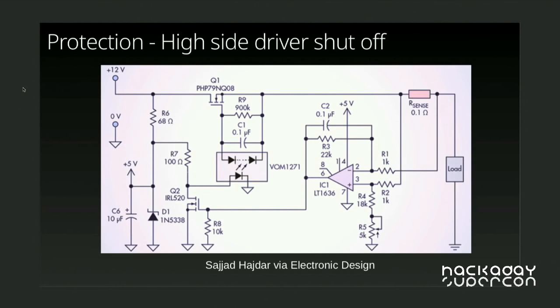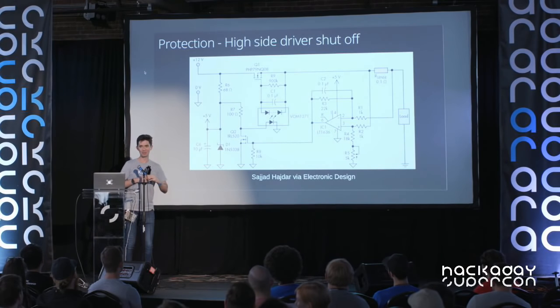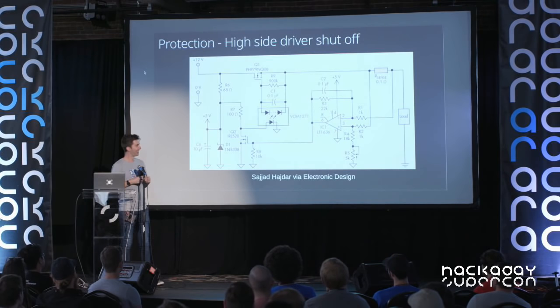And then current starts to flow. And again, you'll see R-sense looks very similar as before. And then it flows out through R-sense and then through the load there. And then over here, I don't have a laser pen, but IC1 and all those components around it. Anyone know what that is? Shout it out. Anyone do analog? Okay, all right, I have job security.